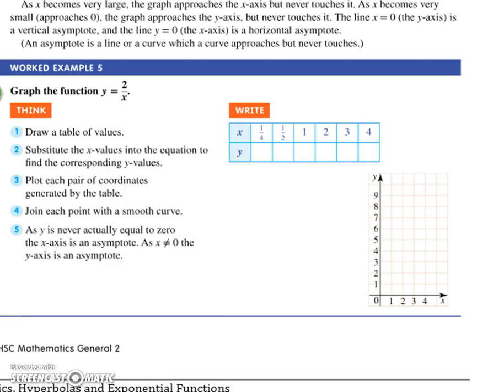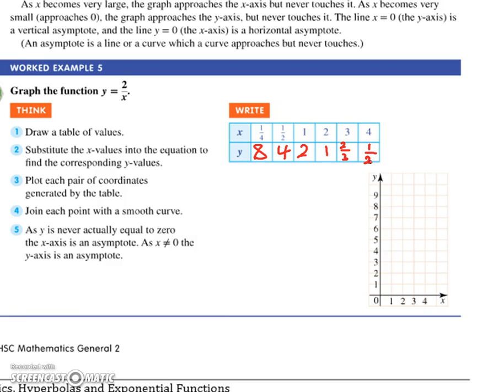Okay, 2 divided by a quarter. Oh, what the hell's that? Oh, you've got to remember that when you divide by a fraction, you have to invert and multiply. So you end up getting 8. Then 4. Then 2. Then 1. Then 2/3. Then a half. Okay, and it goes on and on and on.